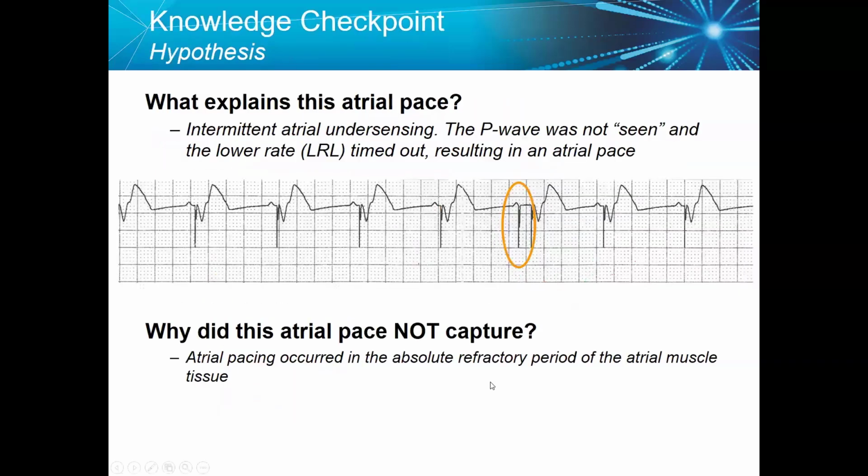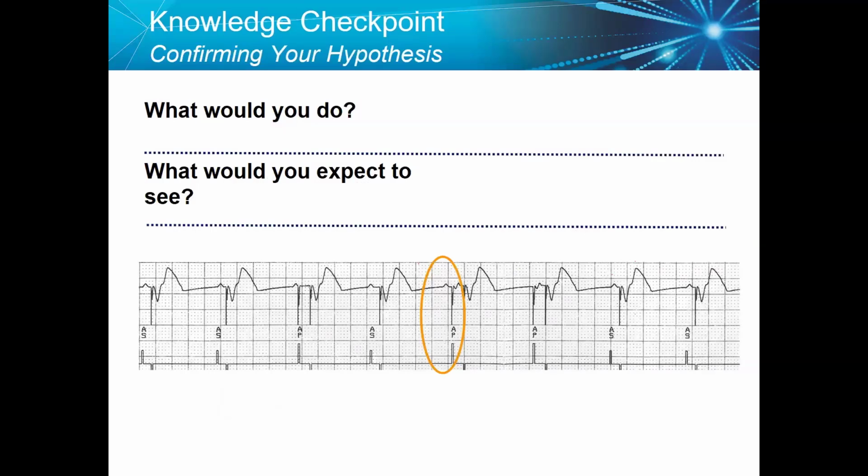What explains this atrial pace? Intermittent atrial undersensing: the P wave was not seen and the lower rate limit timed out, resulting in atrial pacing. Why was this atrial pace not captured? Because it occurred in the absolute refractory period of the atrial muscle. Okay, what would you do and what would you expect to see?